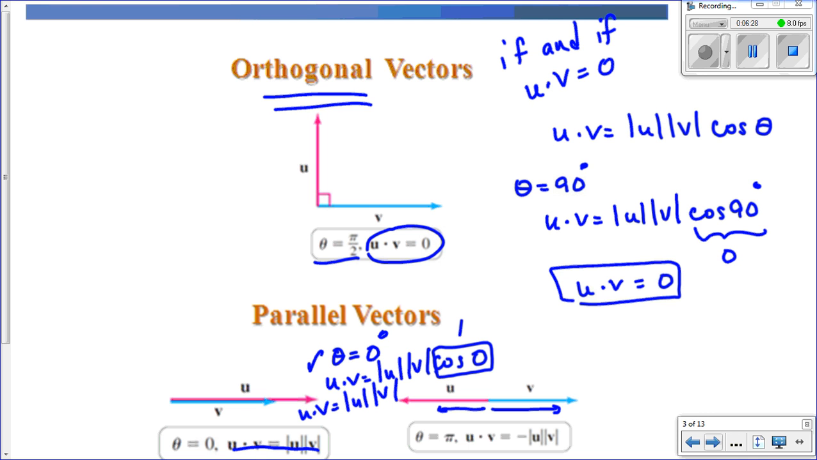Now, if the angle between them is actually 180 or pi, meaning they're in opposite directions, they're still parallel in this case when one's the negative of the other, a negative multiple of the other. But what will happen with the dot product is that u dot v will be the magnitude of u times the magnitude of v cosine of pi, but cosine of pi is -1. So we'll have that u dot v is negative the product of the magnitudes of the two vectors.